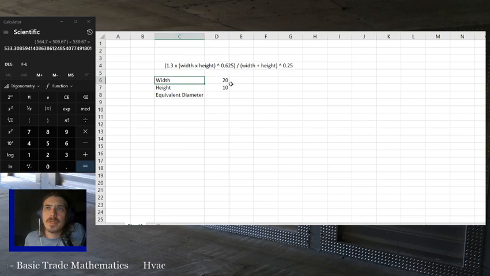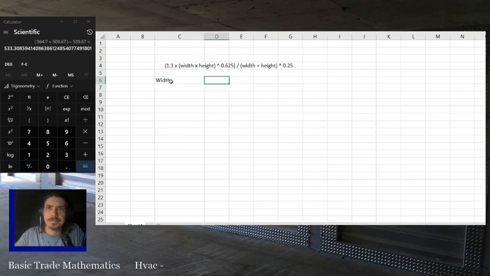We just wrote width in one cell. I'll do it one more time real quick. We write width in one cell. Height in another. So 20 by 10. And now we want to know the equivalent diameter.